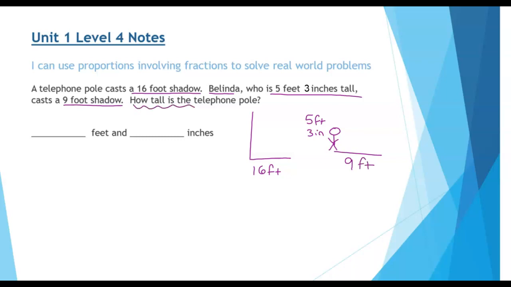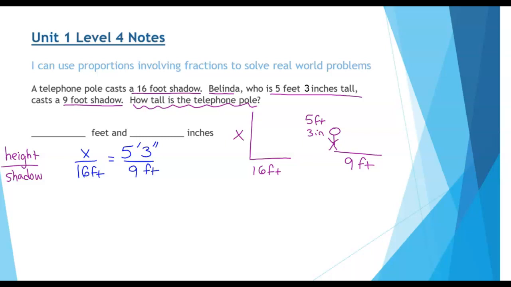And then it says, how tall is the telephone pole? So I need the height of that telephone pole. Now I'm comparing the heights to the shadows, so I'm going to start there. Height to shadow. I'm going to set up my proportion for the telephone pole. So I have, what is the height to 16-foot shadow? And her height is 5 foot 3 inches, and her shadow is 9 feet.